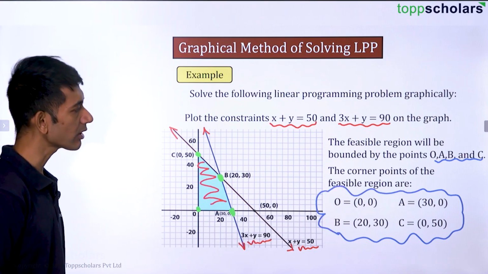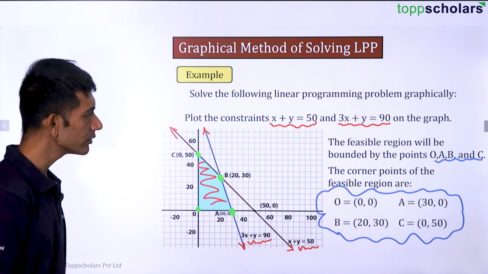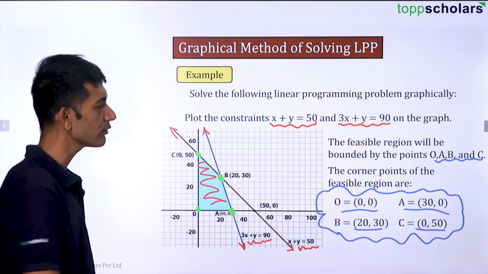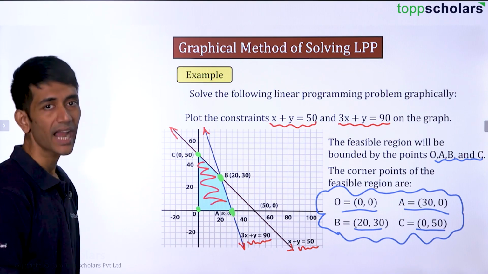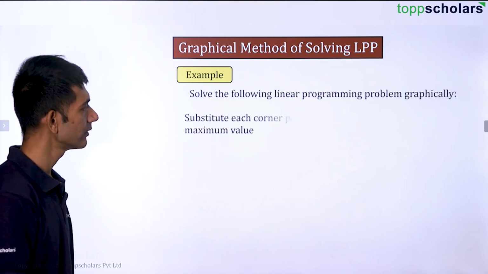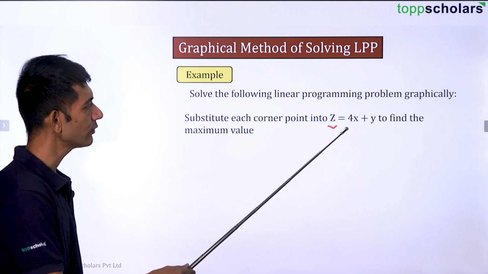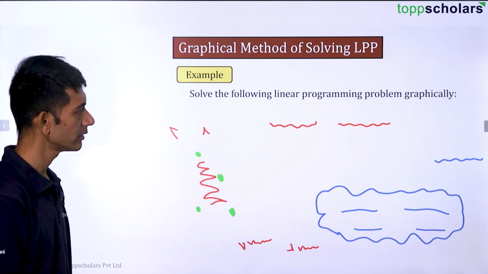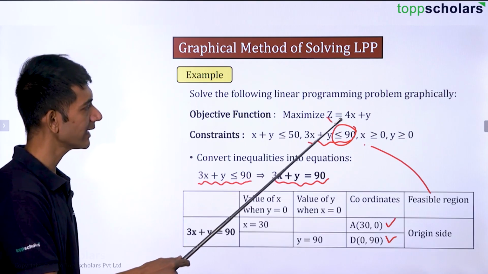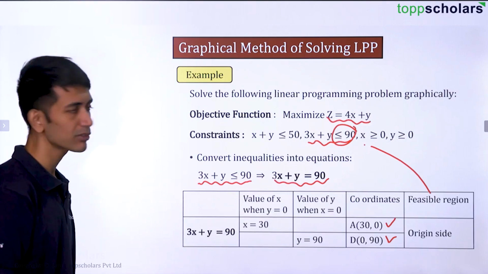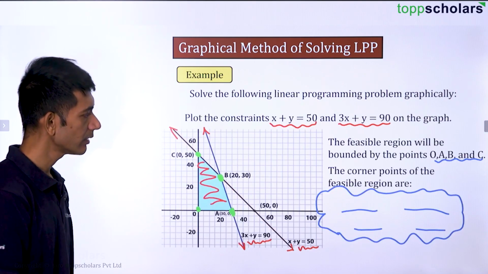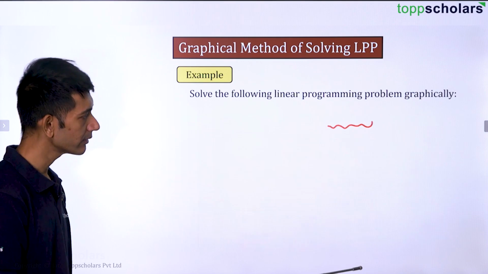Once you get these corner points, we are going to substitute all four of them in our objective function to check and maximize it. Let us see that. So z is equal to 4x plus y. Where is this coming from? This is coming from the question only. We are supposed to maximize z is equal to 4x plus y. Now we have all the four values of x and y here.